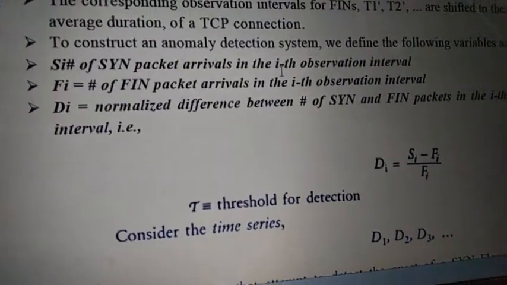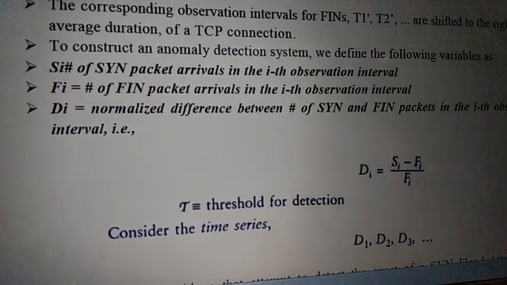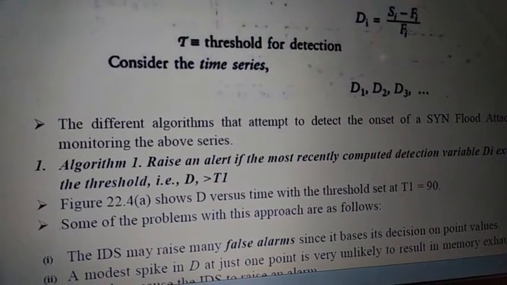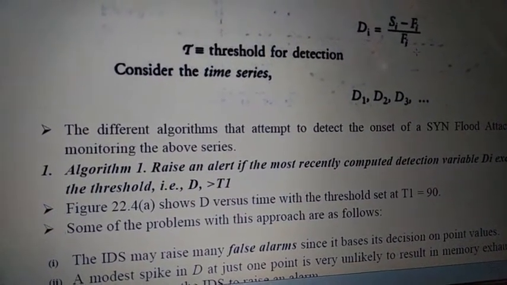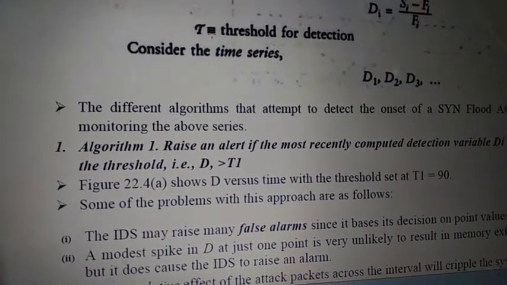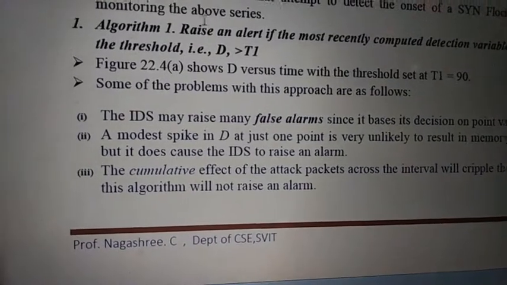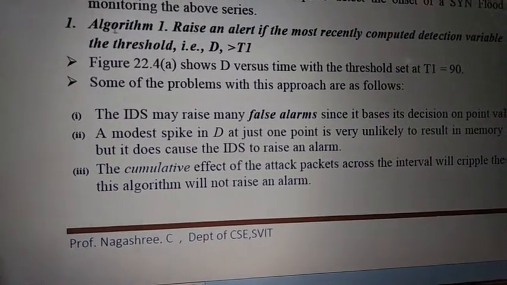So D_i is the normalized difference between SYN and FIN packets in the i-th observation interval, which can be written as D_i = (S_i - F_i) / F_i, where we take tau as a threshold for detection. We are analyzing with different algorithms, so just see the conditions.